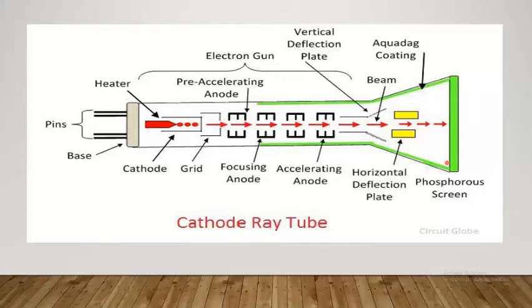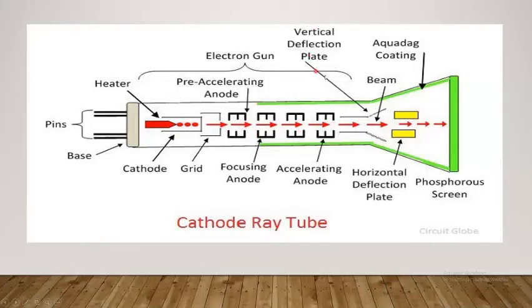Then see, these are your connectors, this is your base, this is your heater. When it heats, then the light will be passed. Pre-accelerating anode is there, that is called an electron gun. These are called electron guns. See this one, electron guns.